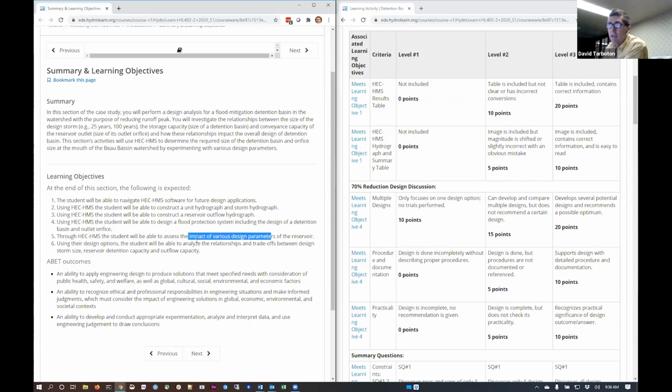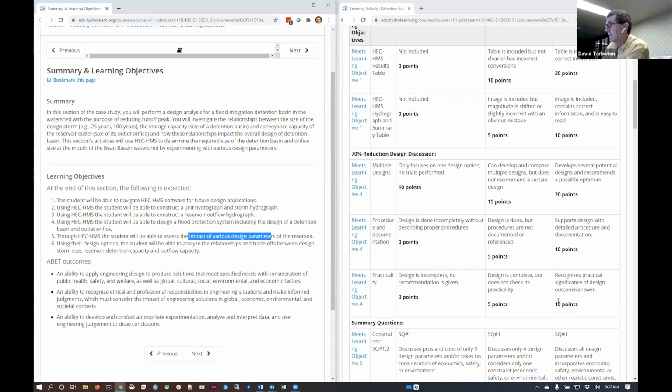learning objectives here, because they should probably actually be describing what they did with the reservoir outflow hydrograph, how they sized the detention basin and the outlet orifice, and so on. Then practicality. So applying some level of judgment as to whether the sizes they come up with are actually practical, and that fits into probably objectives 4, 5, and 6.